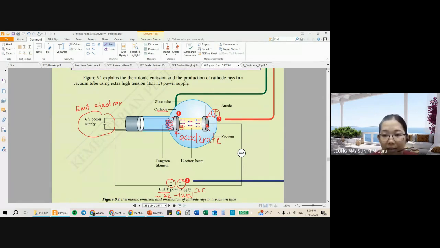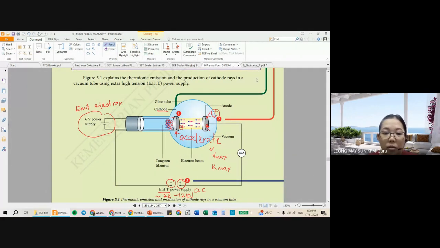When they accelerate towards the anode, they have high velocity, or what we call maximum velocity, and they will have kinetic energy as well because they are accelerating. If they are accelerating, which means their velocity is increasing, hence they have kinetic energy. So this is where we accelerate the electrons towards the anode part.